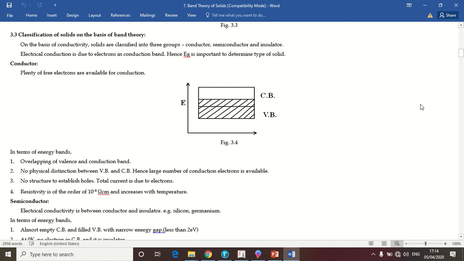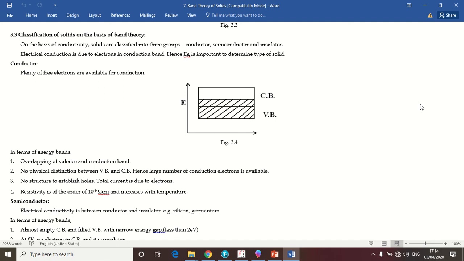Hello everyone. In the formation of bands video, we have seen how the bands are formed in solids. What is meant by valence band, conduction band, forbidden gap, energy? Okay, so let's revise valence band, conduction band and forbidden gap.